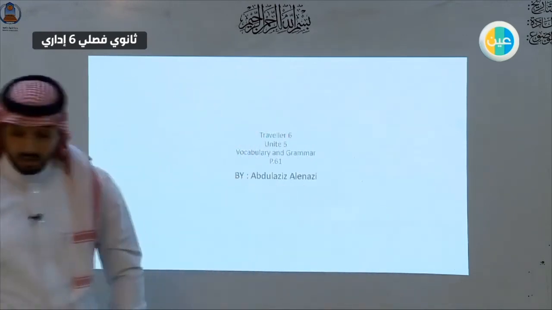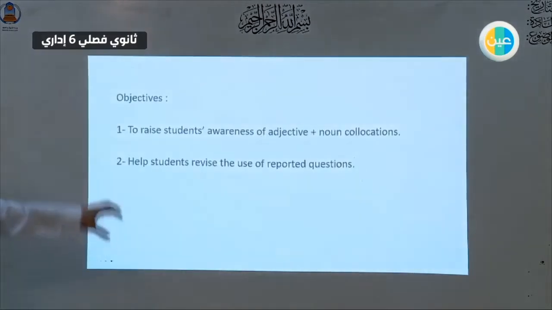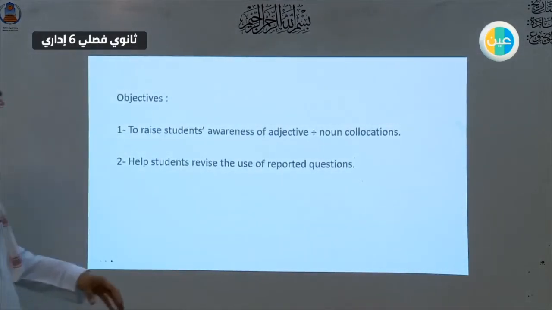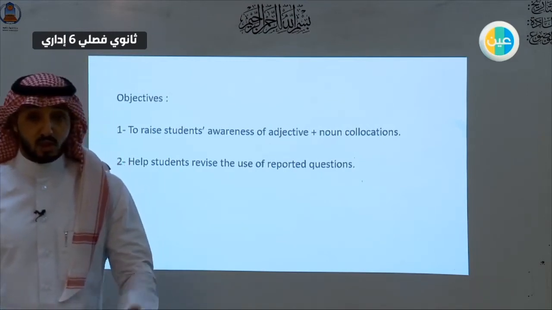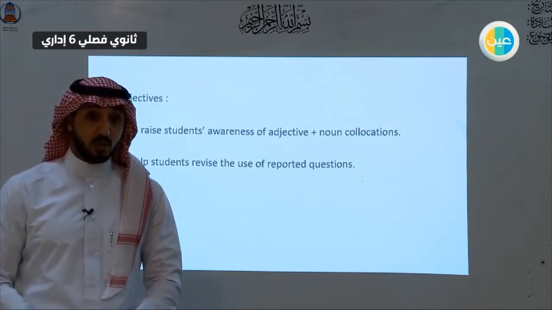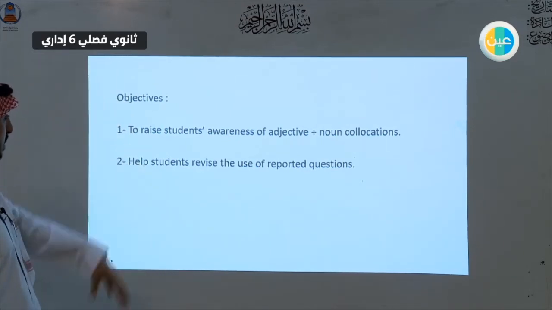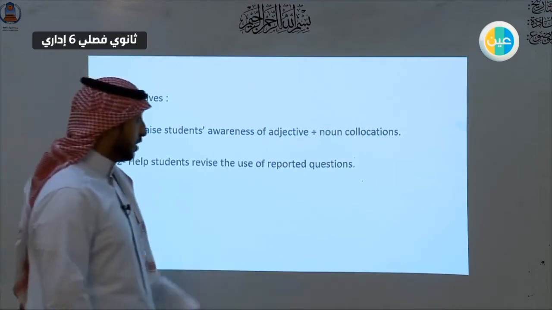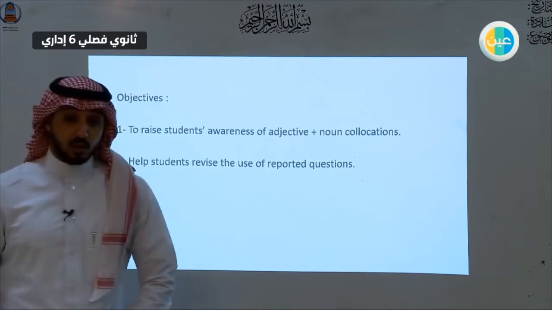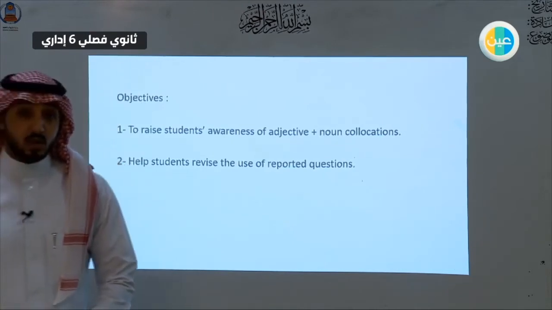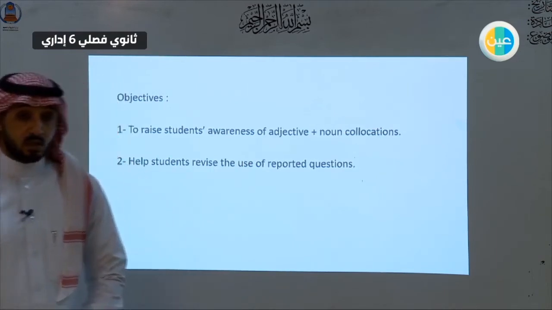So for today, guys, we're going to work on some reported questions. The lesson will be divided into two parts. The first one is vocabulary and the second one is grammar. The objective for today is to raise the students' awareness of adjectives plus noun collocation. At the beginning, I will explain to you guys what collocation means, with some examples.